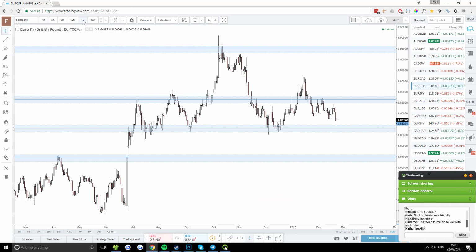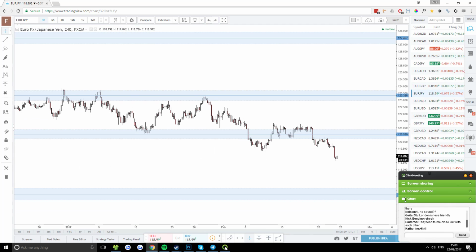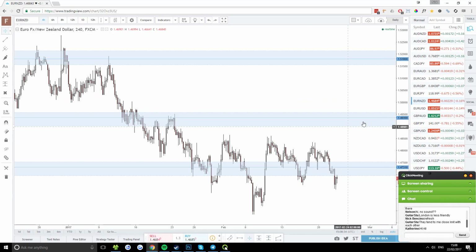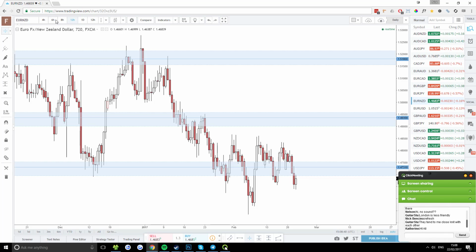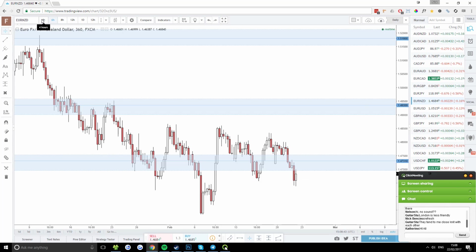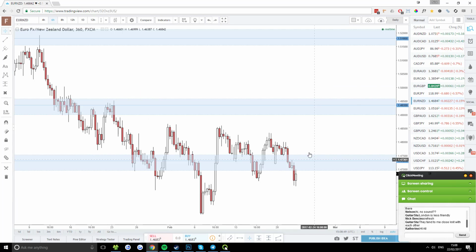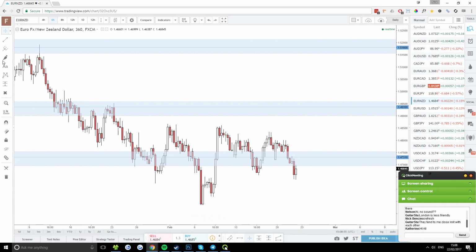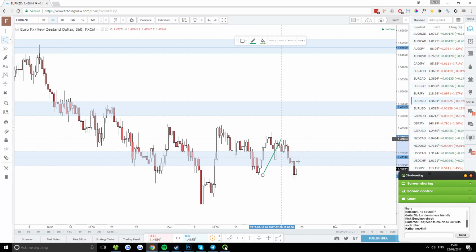Euro GBP is in between two support resistance areas. Nothing. Euro JPY is also in between two support resistance areas. Therefore, we have nothing. Euro New Zealand is just ranging. Not the kind of setup I look for. But it looks like it's getting itself into a wedge. Where's that tool for doing wedges on TradingView? I think this is the one.